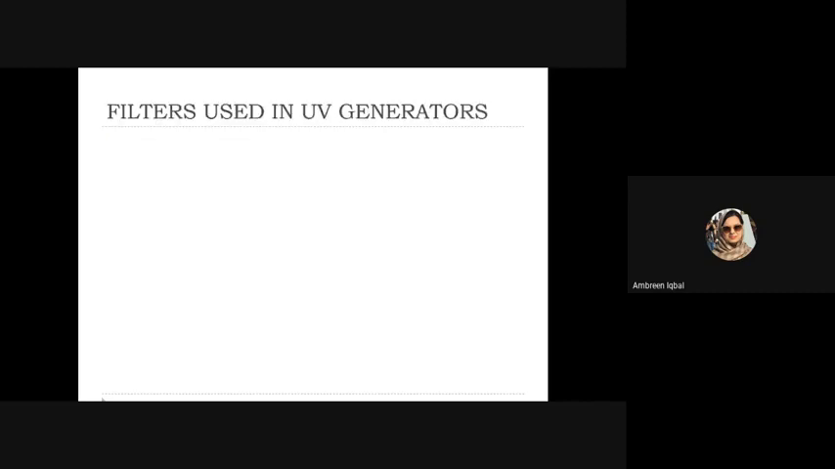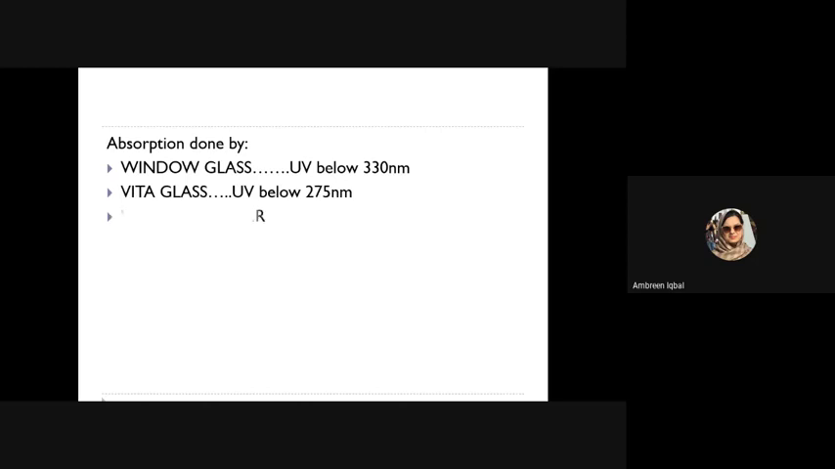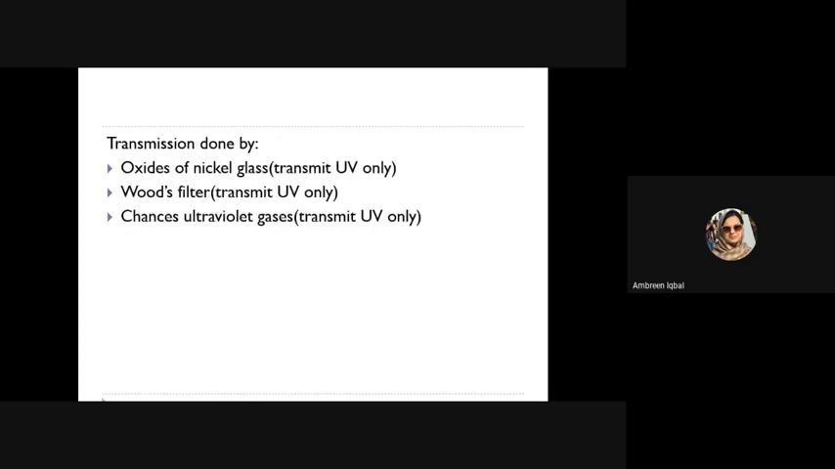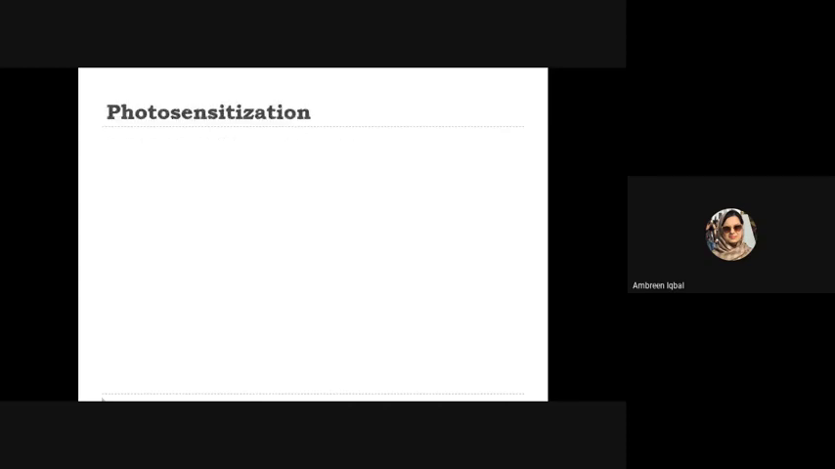There are certain filters that are being used in ultraviolet generators, like absorption done by window glass, Vita glass, water for infrared radiation, and Chance Crux for absorption of ultraviolet used in goggles. Blue UV glass is also being used. Transmission is done by oxides of nickel glass, Wood's filter, Chance ultraviolet glasses. Substances that can be used instead of blue UV filter are xylophone, liquid paraffin, and cod liver oil.